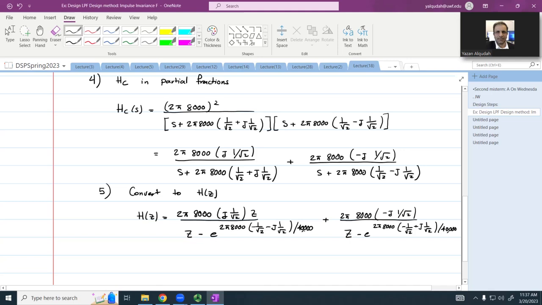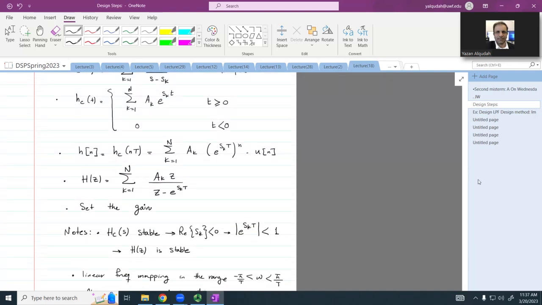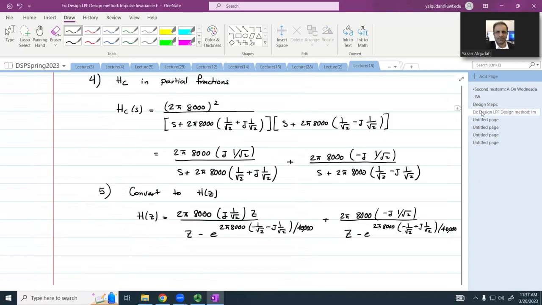That's all in the exponent of the e, right? This is all in the exponent, yes. I mean, this is all divided by the sampling frequency. Okay. Where is this coming from? It's coming from the design step that we agreed to, isn't it? Once we have this in partial fraction form, then H of z is going to equal whatever Ak multiplied by z divided by z minus e to whatever sk multiplied by T. Make sense?